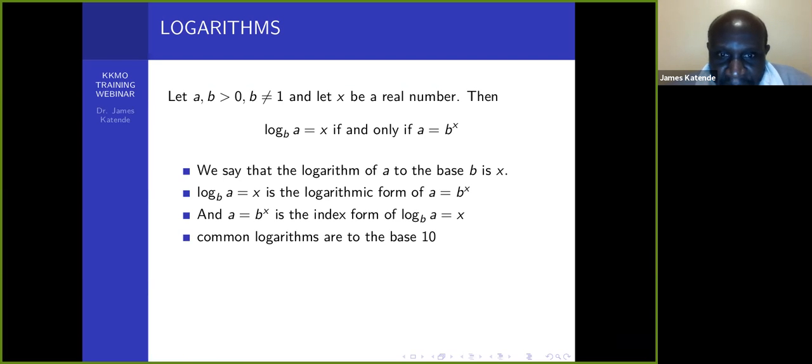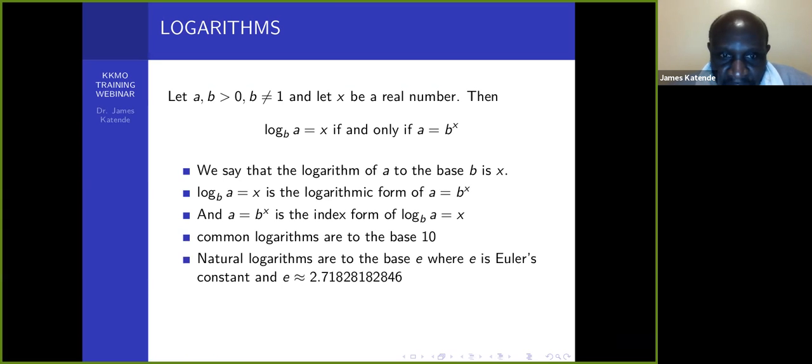When the base is 10, so for instance, when B here is equal to 10, we call them the common logarithms. I think there are even tables for that. And then when the base is equal to the Euler's constant, we call them natural logarithms. The Euler's constant here is given to, I think, 11 decimal places. The Euler's constant is an irrational number, so it has an infinite number of decimals. It can keep going on and on. What we have there is an approximation.